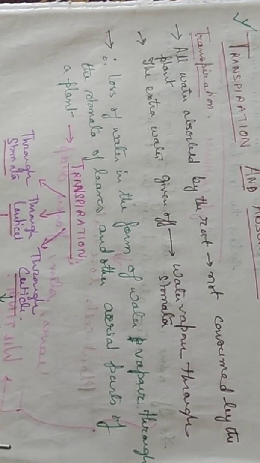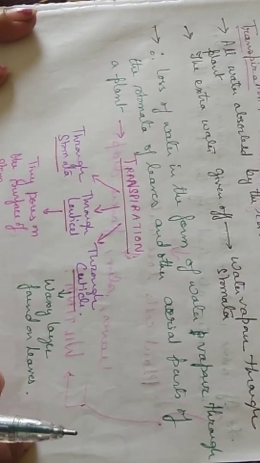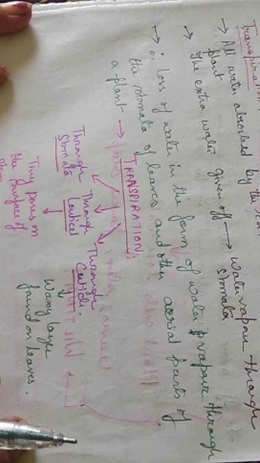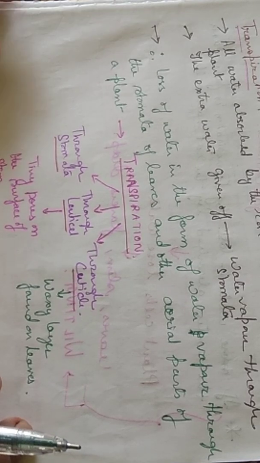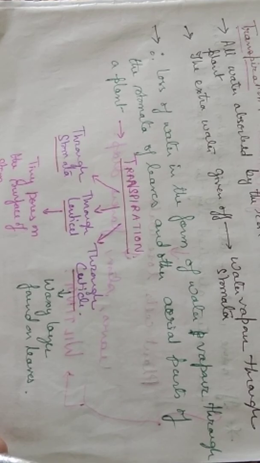That is done by three processes: one is through stomata, second is through lenticels, and third is through the cuticle. So there are three types: stomatal transpiration, lenticular transpiration, and cuticular transpiration. What are lenticels? Lenticels are tiny pores on the surface of the stem, like stomata are the tiny pores on the leaves. And the cuticle is the waxy layer found on the leaves.